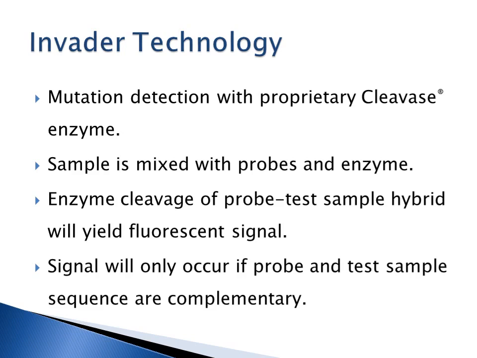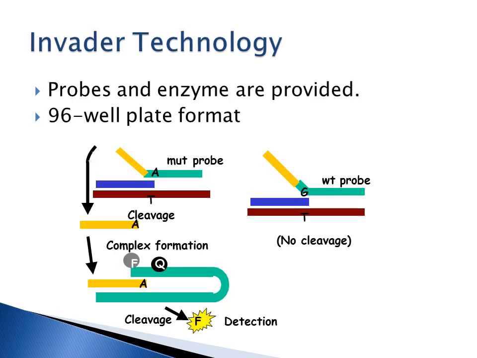Here you have your Invader technology, where you have your probes, your enzymes, and everything in a 96 well plate. You have your mutant probe that's going to hybridize if you have that mutation present. The wild type probe will not hybridize because you have a mutation, so the wild type is not going to match. So you're only going to get cleavage if you have hybridization, and then you're going to get fluorescence.